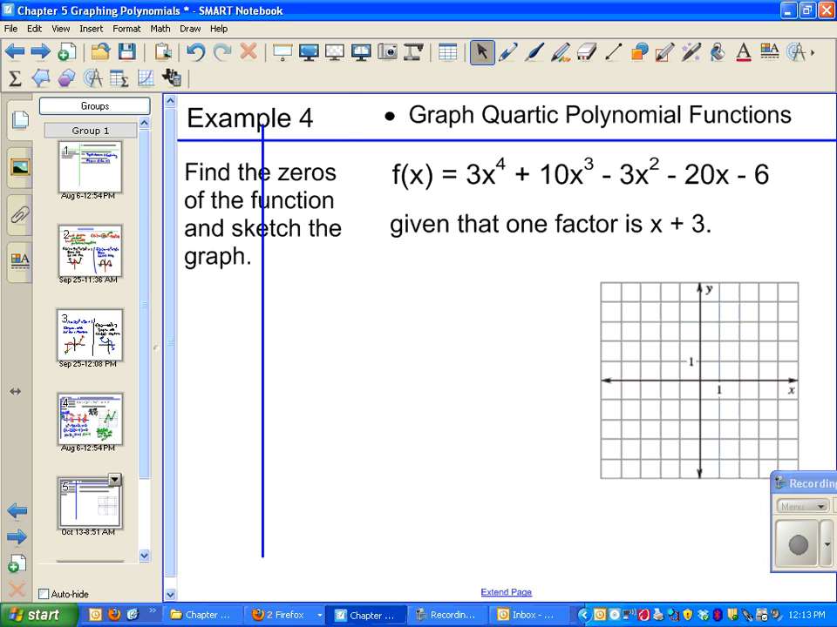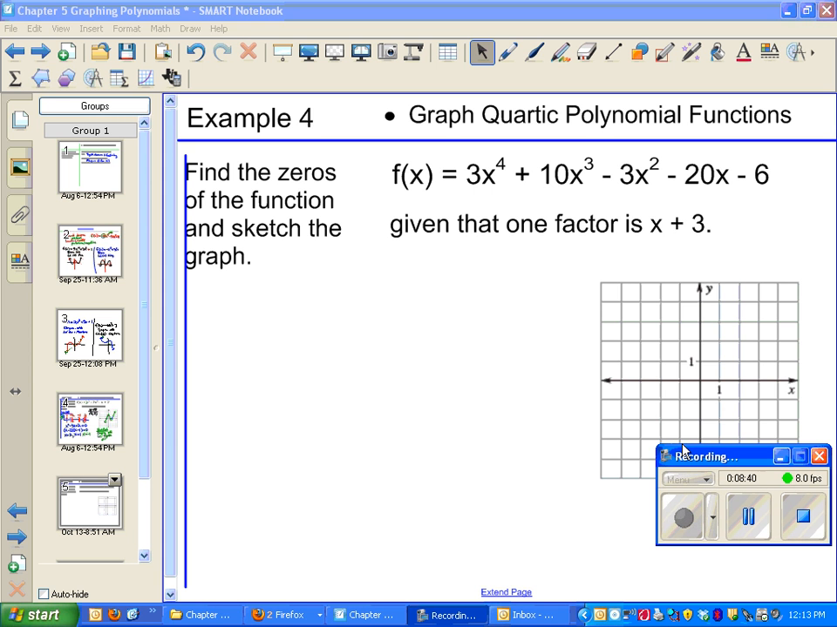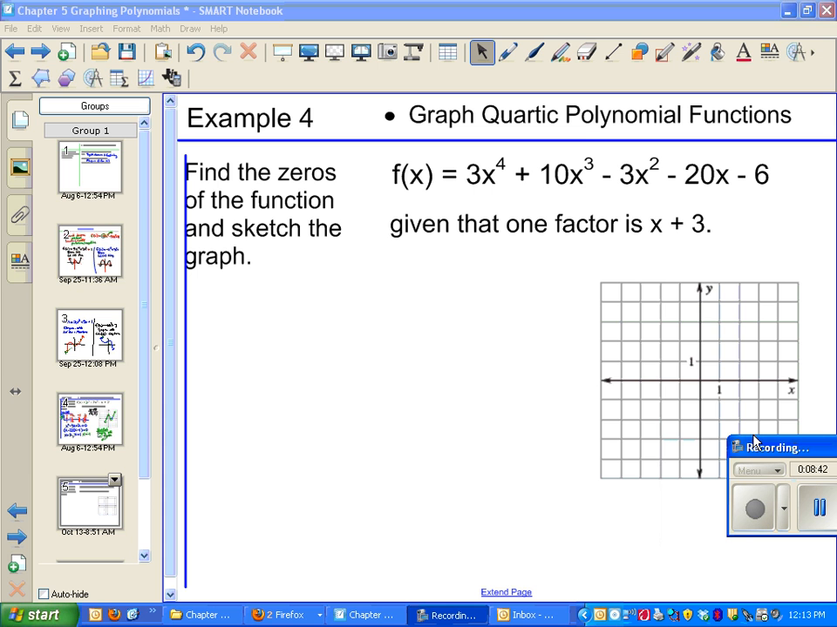All right, the next example is we're going to do the exact same thing. So we're going to find our x-intercepts, our y-intercept, and sketch the end behavior. So if you can do this all by your lonesome, go ahead and pause the video and then fast forward to make sure you have the answer.